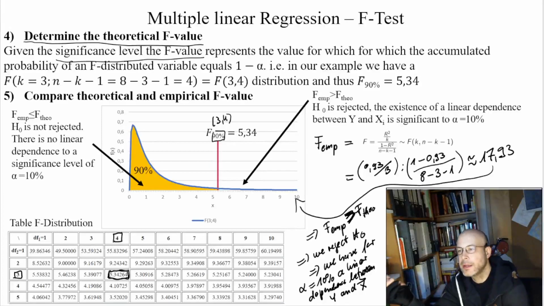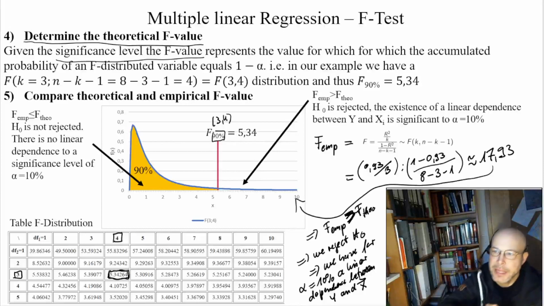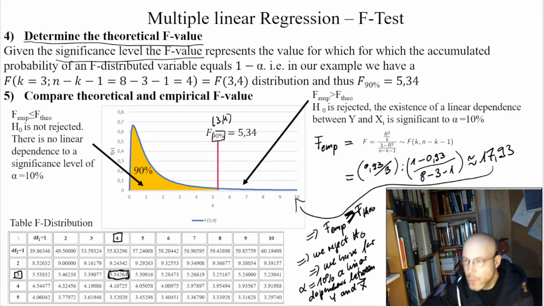And now we have really this direction that our three variables x1, x2, and x3 really explains our variable y to a significance level of 10%. And nothing more is what we are doing in hypothesis testing. At first, we have to find our testing value. This is here our F value.